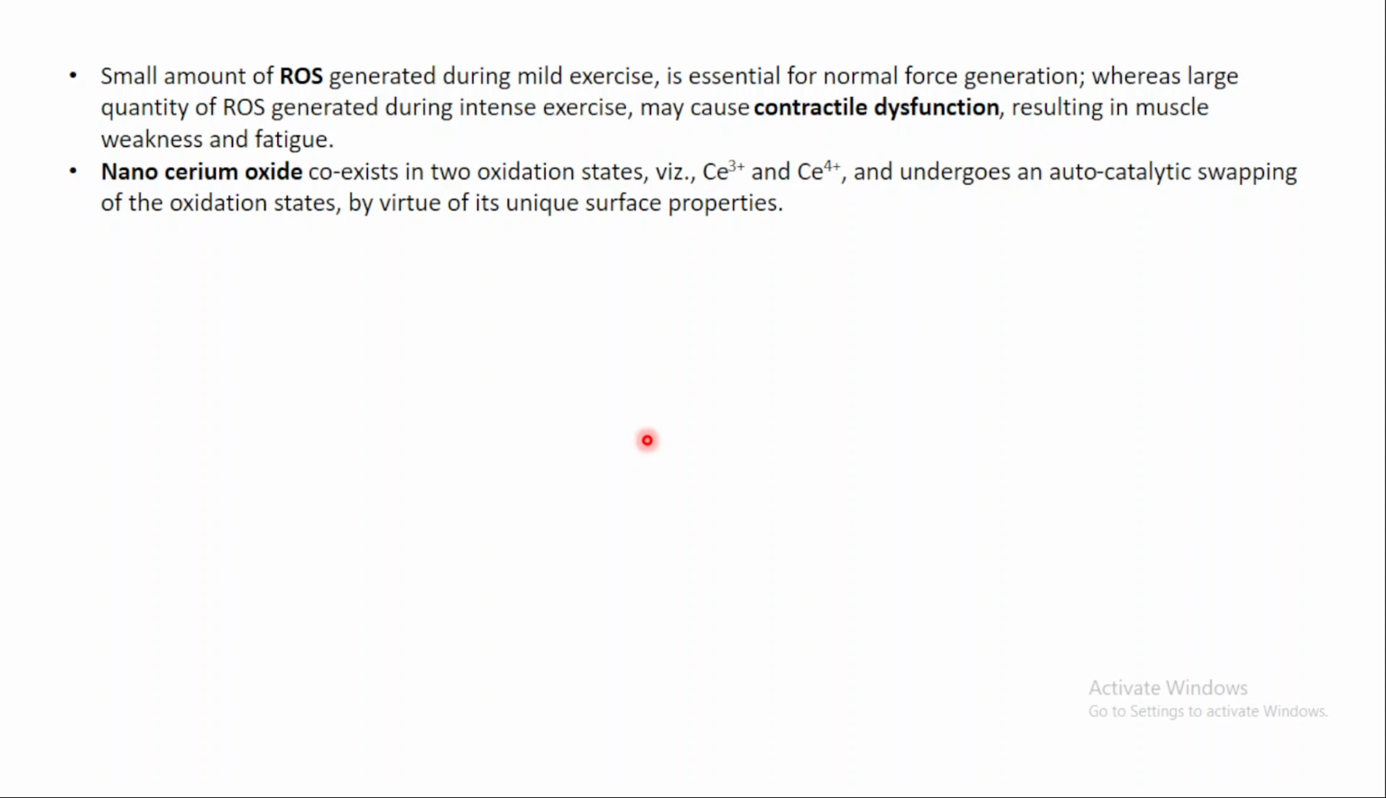Nanocerium oxide coexists in two oxidation states. This we have thoroughly encountered in the previous questions. Ce3+ and Ce4+ are the two different oxidation states in which nanocerium oxide exists when treated into the mice muscle, and it undergoes an autocatalytic swapping of the oxidation states by virtue of its unique surface properties.